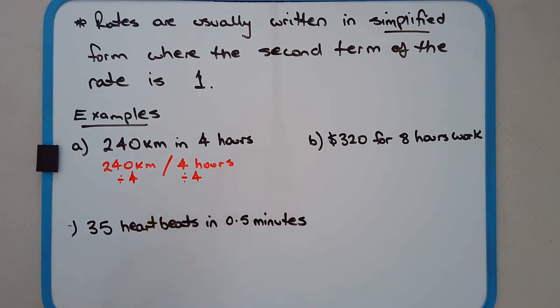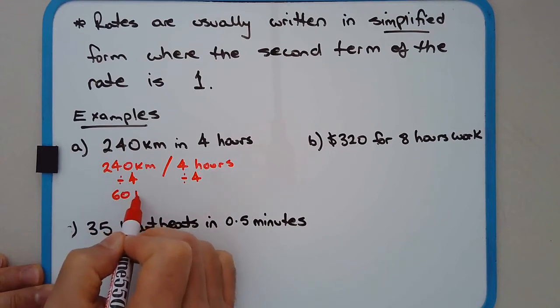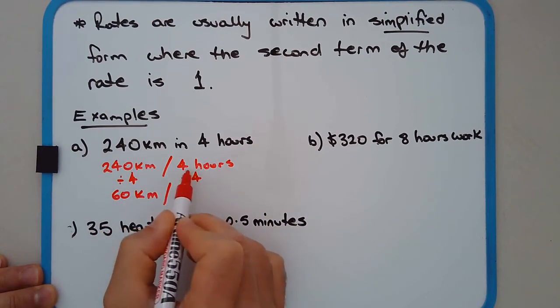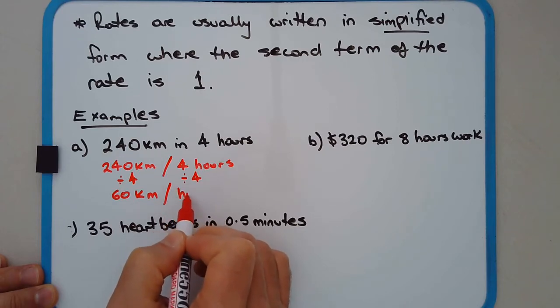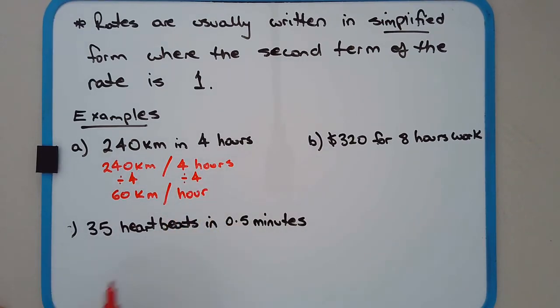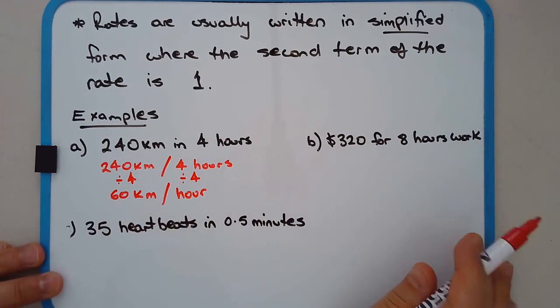It's actually a rate because we're comparing two different units of measure here. So 240 divided by 4 is 60 kilometers per. Now 4 divided by 4 is 1, so rather than writing 1, I'm just going to write the word hour. That's 60 kilometers per hour. That would be the speed of the car. Let's have a look at part B.